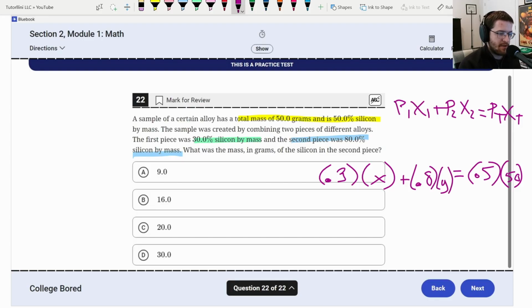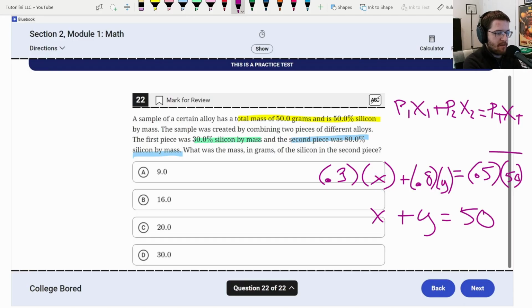And then there's another equation. If we combine both those masses, we should get the total mass. Think back to my cup liquid stuff I was talking about before. If you have 2 cups and 3 cups, you get 5 cups if you put them together, right? So it's kind of the same idea here. So I'm also going to write x plus y equals 50. This one has to add up to this one. Hopefully that kind of makes sense.